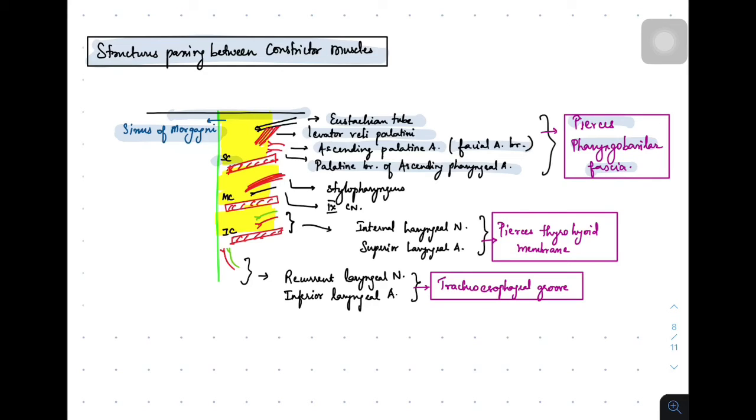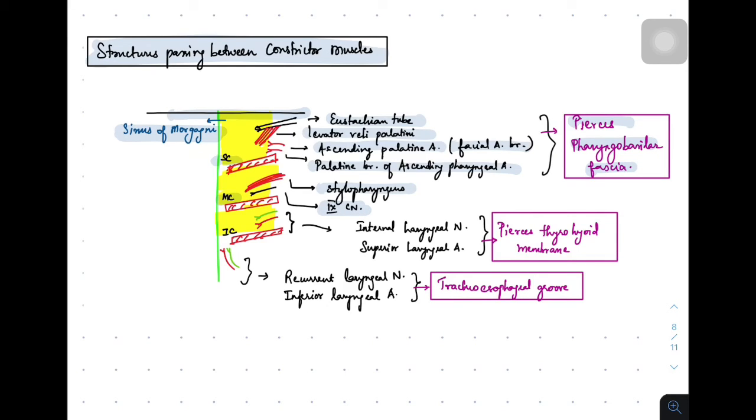Then we have a space between superior constrictor and middle constrictor. The structure passing in between these two is the stylopharyngeus muscle. The stylopharyngeus muscle is supplied by the glossopharyngeal nerve, so that should also go along with it.